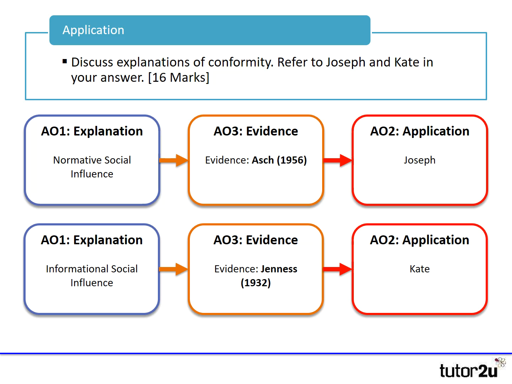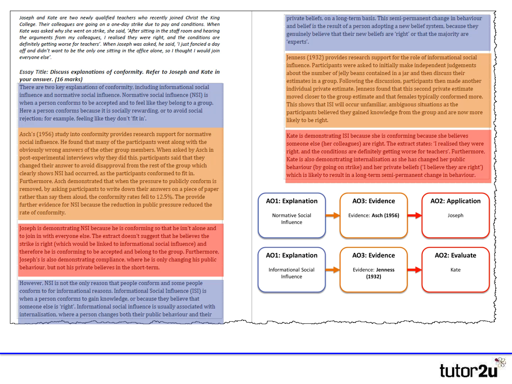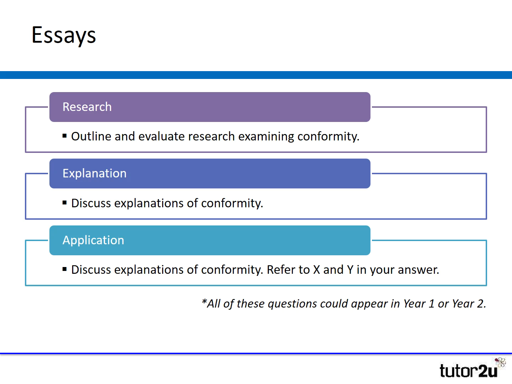Like before, you would do exactly the same. You'd talk about informational social influence, bring in your evidence of Janice, and you'd apply it to Kate. And here's what your entire essay would look like on the screen there, okay? So again, essay structure 2 is the same for explanation essays and application essays. The only difference is that you have to obviously change your application and your further evaluation around depending upon the question type. So there we have it.